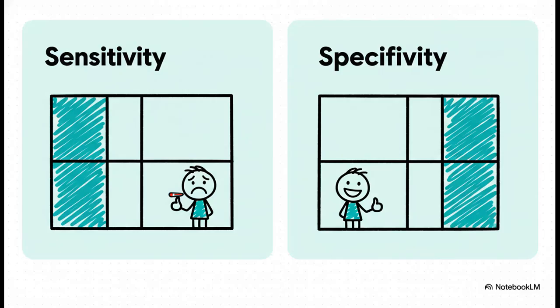So here's the bottom line. Sensitivity is all about correctly identifying the sick people. It's focused on that disease present column in our table. Specificity, on the other hand, is all about correctly clearing the healthy people. It's focused on the disease absent column. Getting that difference locked in your brain is absolutely vital when you're under exam pressure.